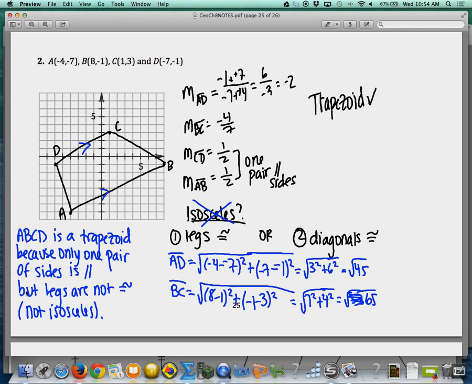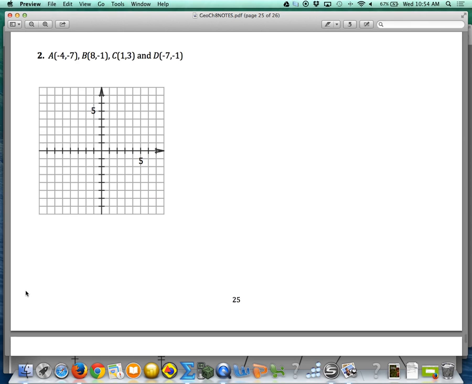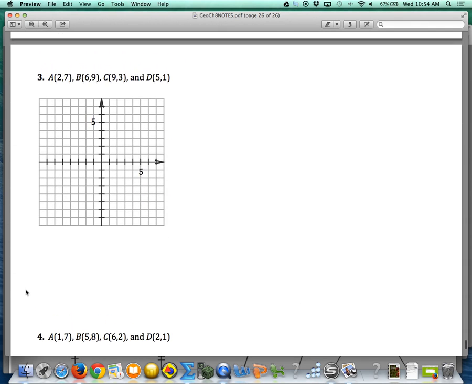Okay, do you see how organized my work is? I expect your work to be the same. It's really hard for me to follow if you just have random numbers and work written everywhere. You need to have things labeled. Questions on this one? No? Okay, moving on.